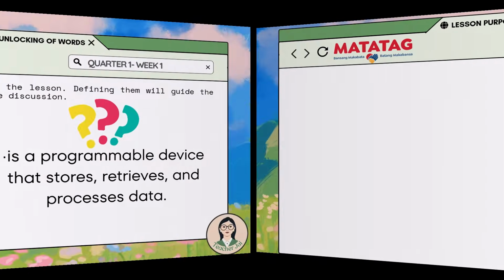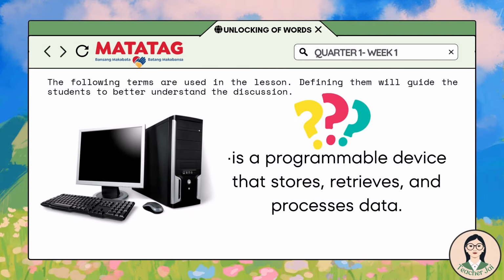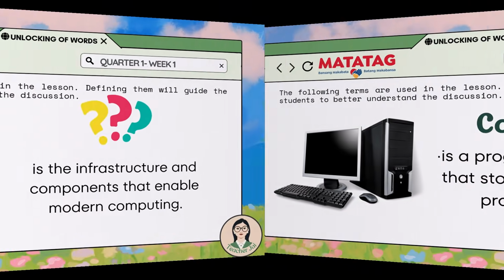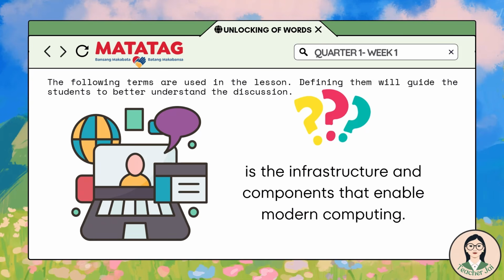Unlocking content vocabulary. Let's define key terms that will help guide our discussion. A programmable device that stores, retrieves, and processes data. Answer is computer. Very good. The infrastructure and components that enable modern computing. Answer is ICT, Information and Communications Technology. Excellent.